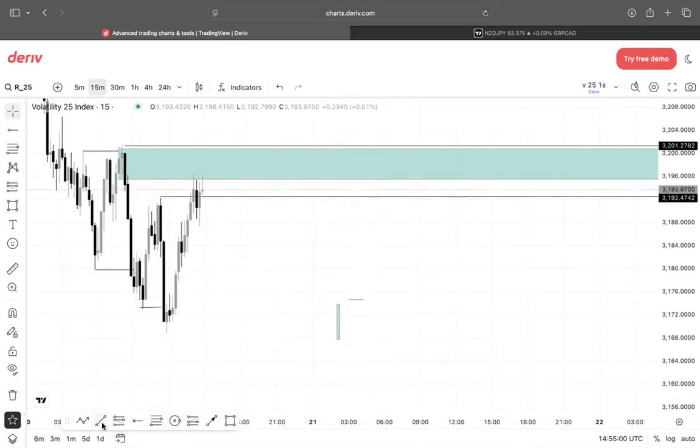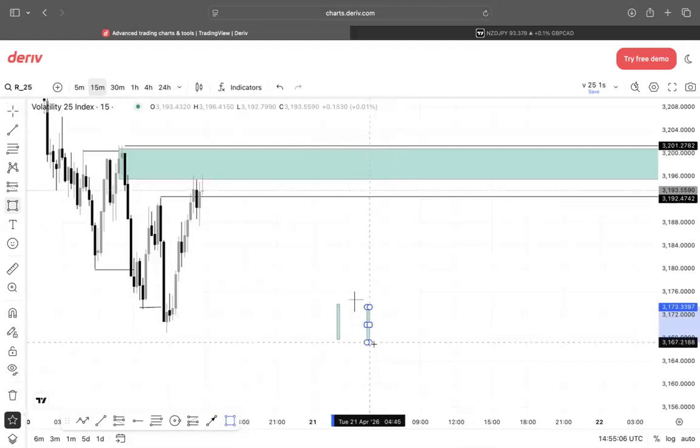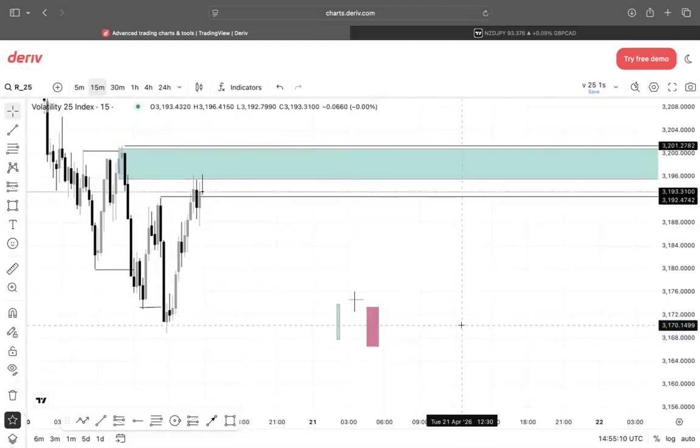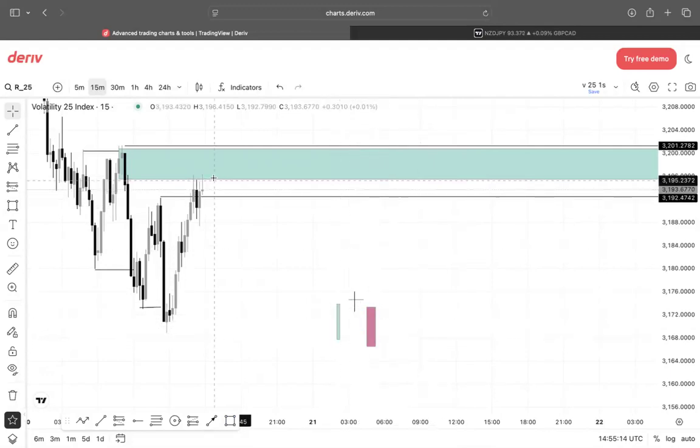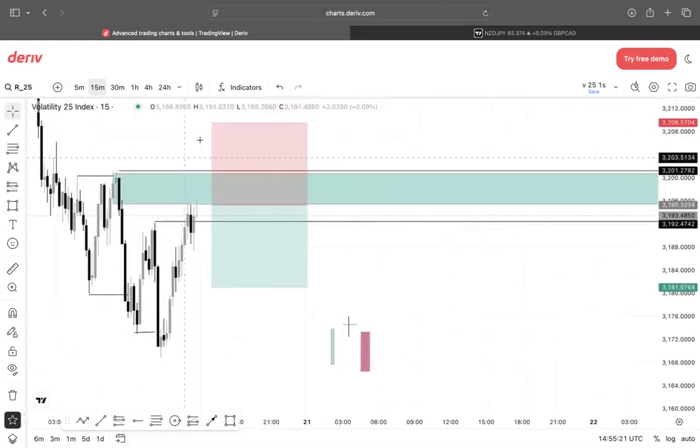All right, something like this. Dodging, and then a red candle. Don't mind my colors, but I'll be waiting for something like this to form here before I enter this trade.